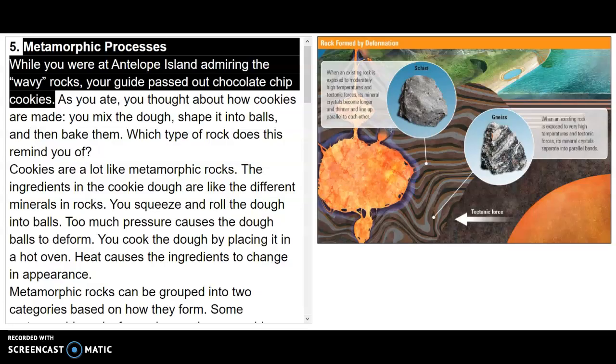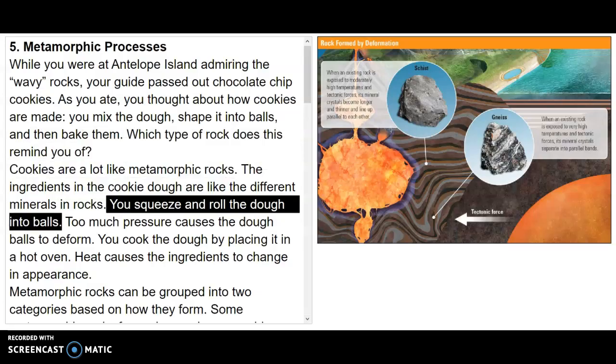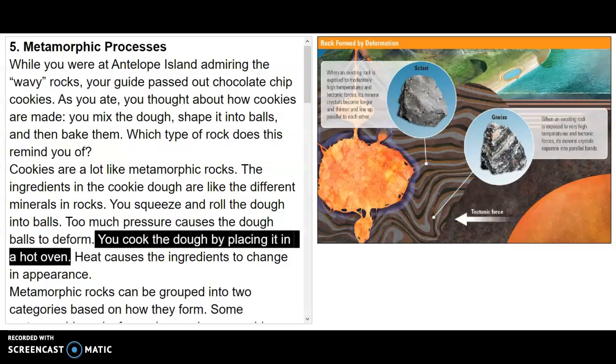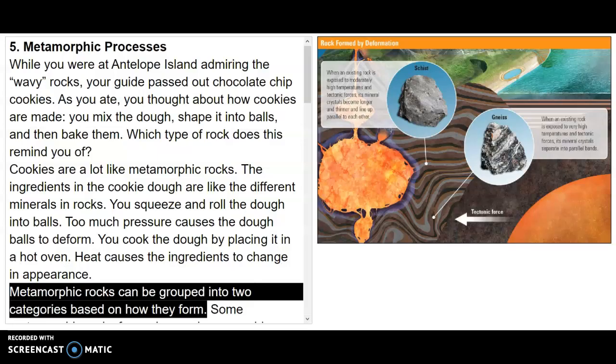The ingredients in the cookie dough are like the different minerals in the rocks. You squeeze and roll the dough into balls. Too much pressure causes the dough balls to deform. You cook the dough by placing it in a hot oven. Heat causes the ingredients to change in appearance.